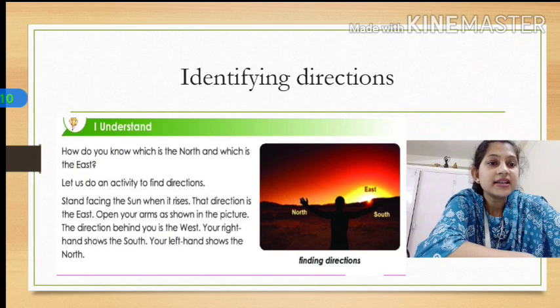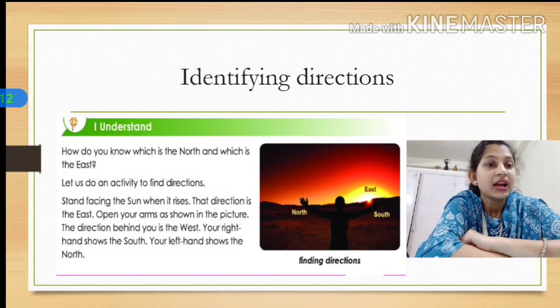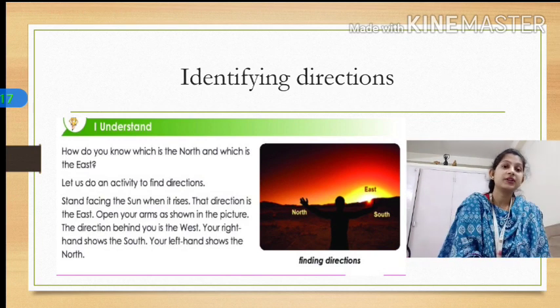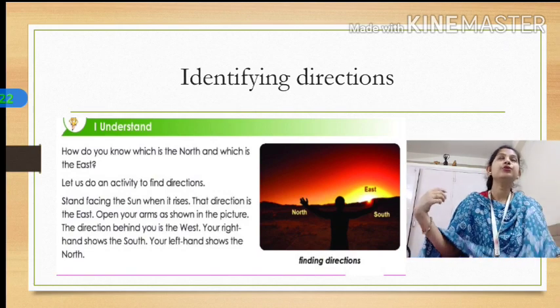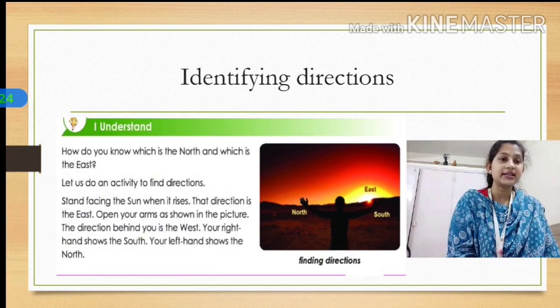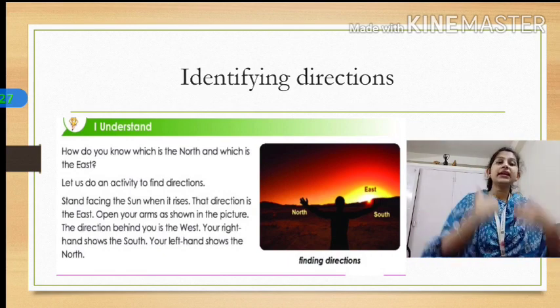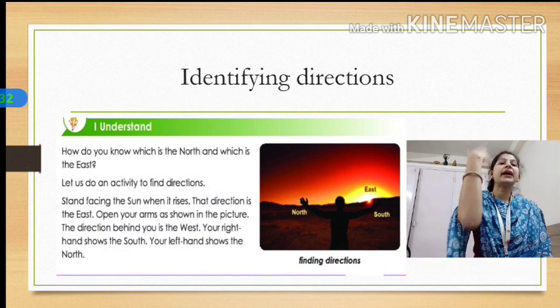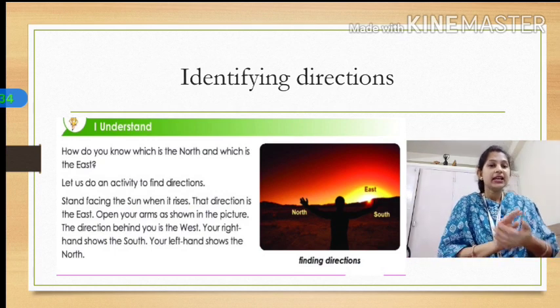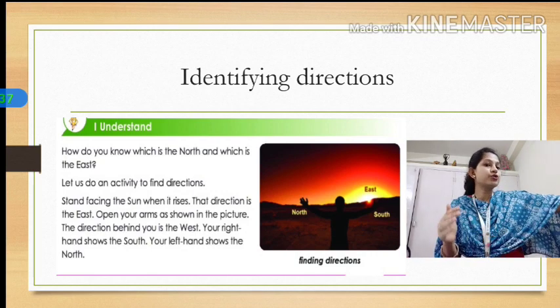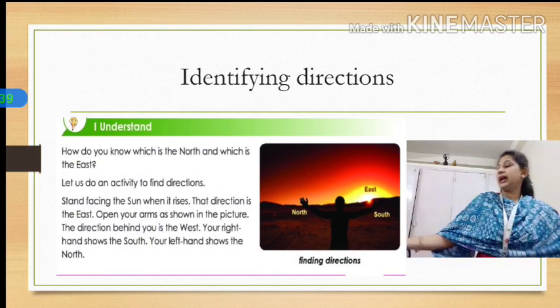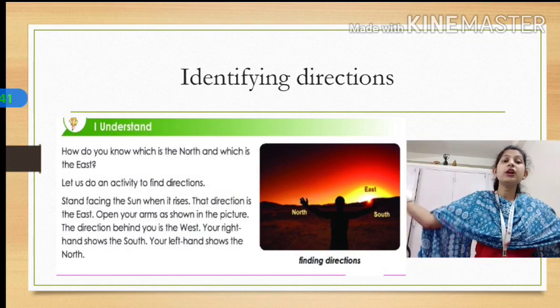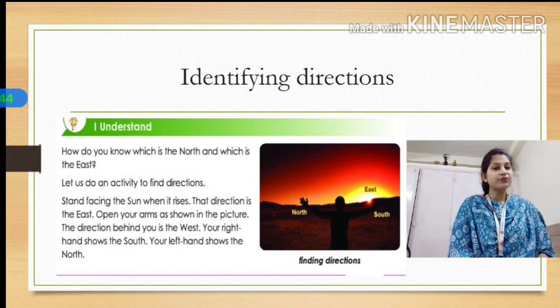Now in our last class, students, you remember I have told you how to identify direction. For that you have to stand in front of the rising sun. Again I am telling you, you stand in front of the rising sun. The sun is rising and everybody knows that the sun rises in the east. So that direction will become east, and on this side your right hand will show your south direction and your left hand will show your north direction. So it's very easy.